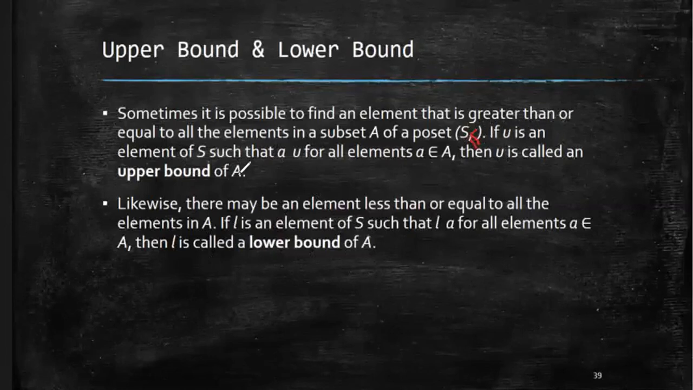If U is an element of S such that A is less than or equal to U for all elements A belonging to A, then U is called an upper bound of A. Similarly, if there is an element L such that L is less than or equal to all the elements of A, then L is called the lower bound.